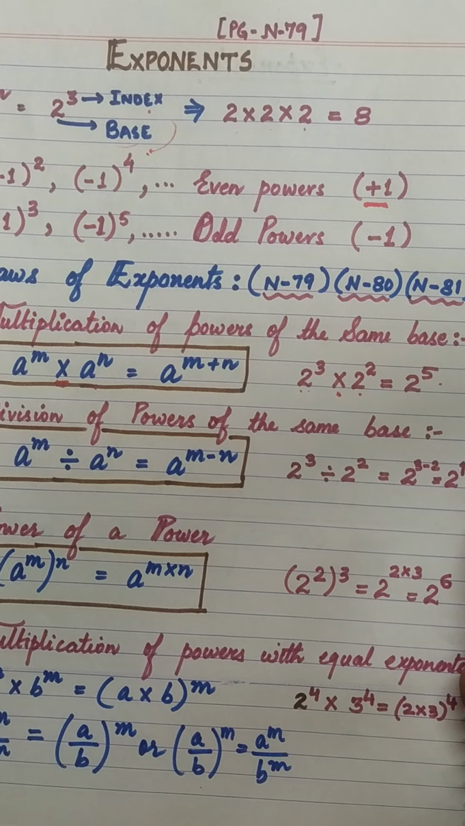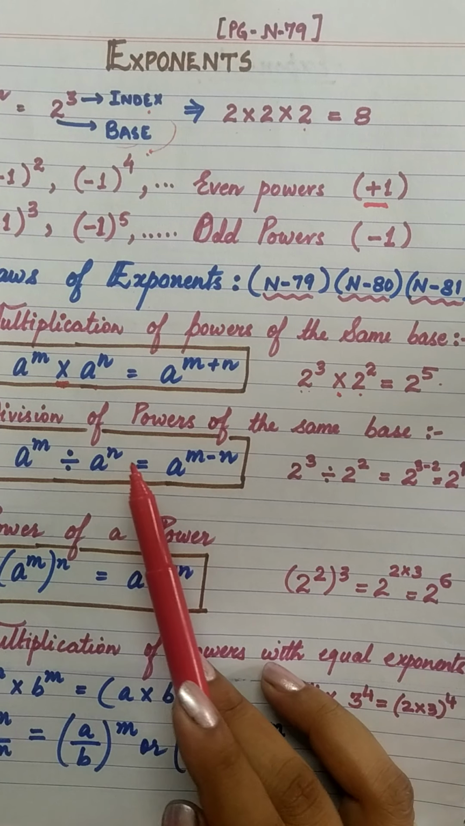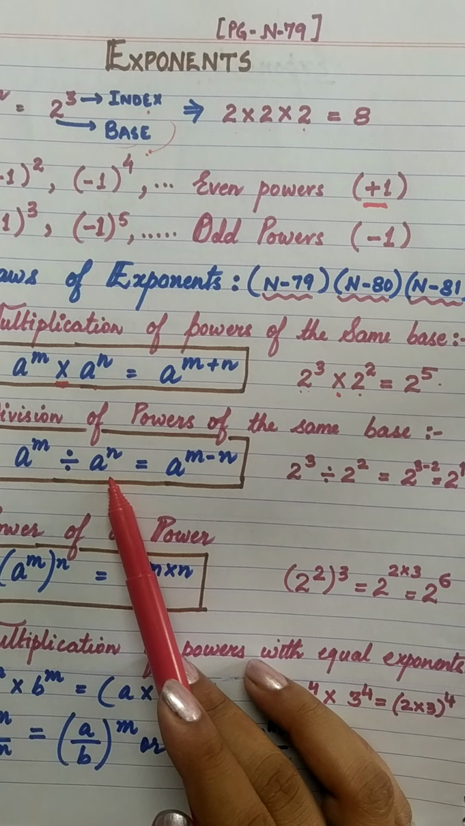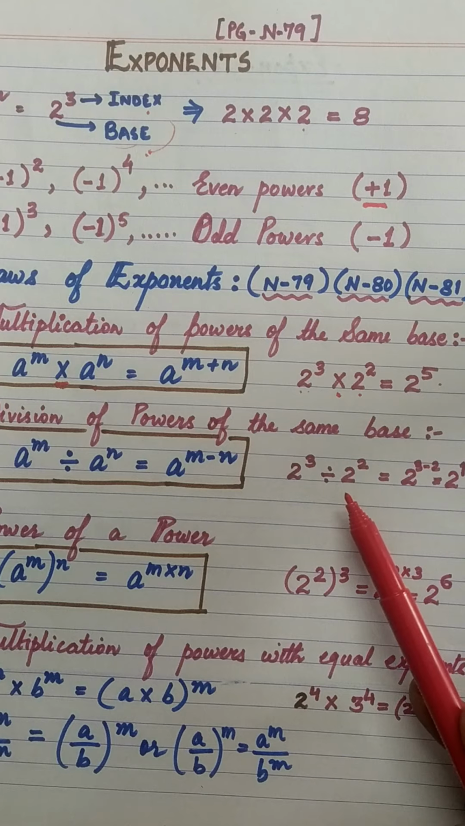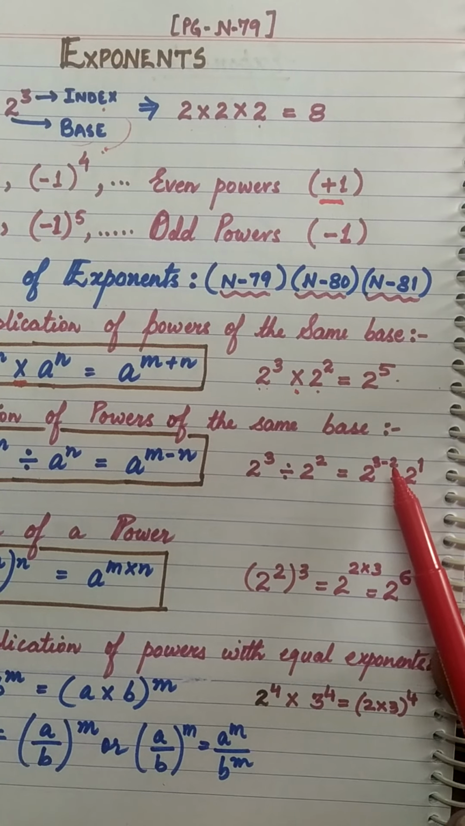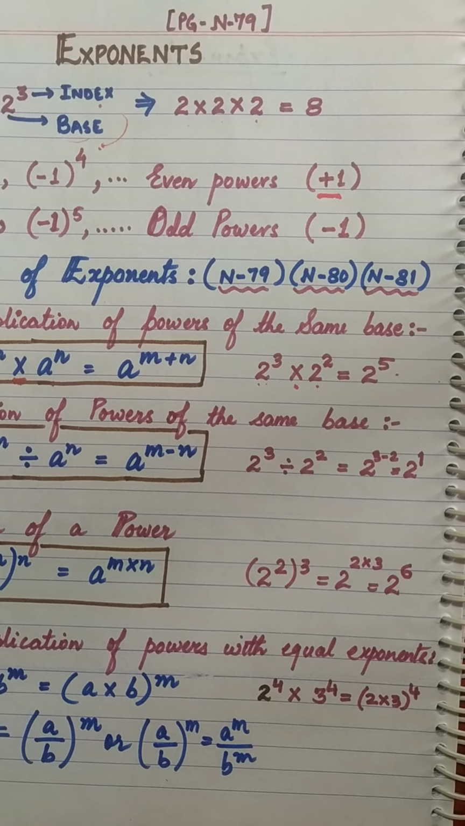The next law is division of powers of the same base. If the base is same and there is a division sign in between, we are going to subtract the powers. That is 2 to the power 3 divided by 2 to the power 2 will give you 2 to the power 3 minus 2. After subtracting the powers, we got 2 to the power 1.